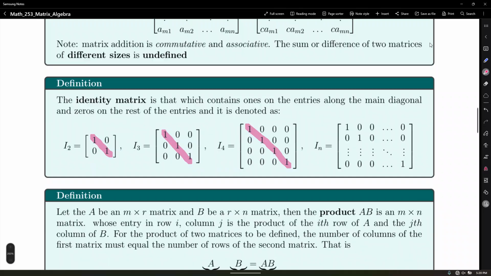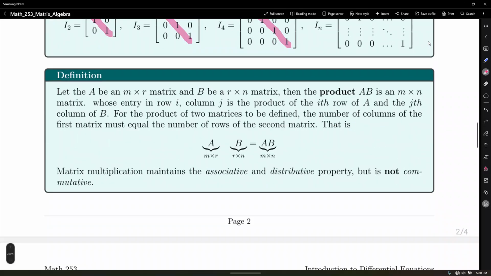Very important: the multiplication of matrices. I don't mean the multiplication of a matrix by a scalar like I showed before. Here, two matrices can be multiplied when we arrange them together, A times B. Suppose we have a matrix that has m rows and r columns. In order for these two matrices to be multiplied, the number of rows of the second matrix must be the same as the number of columns in the first matrix.